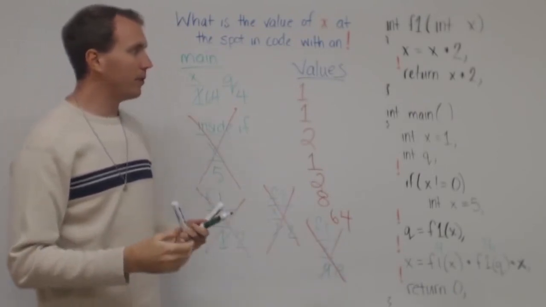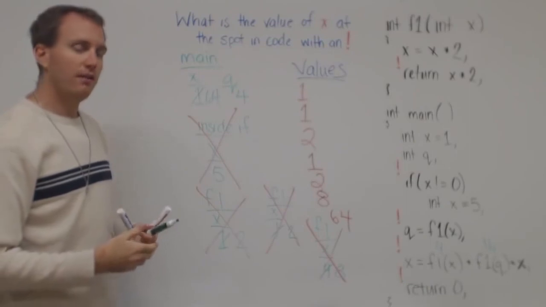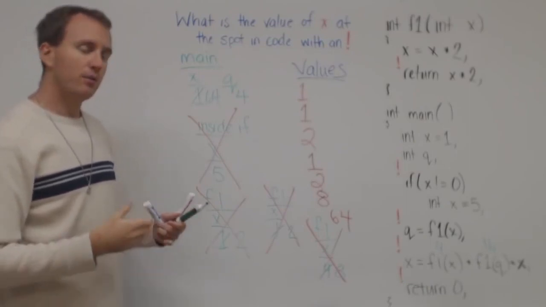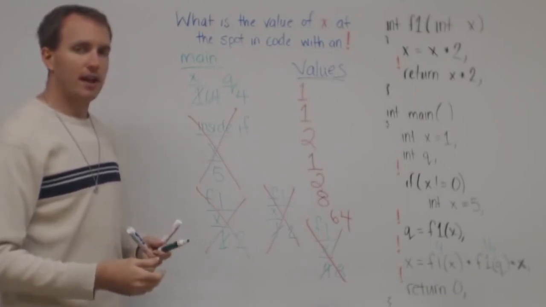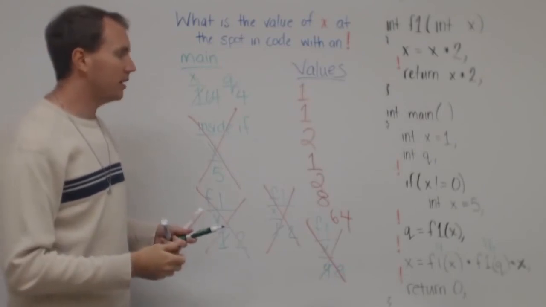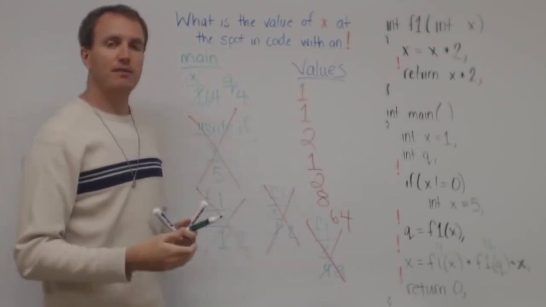So here we've gone through an example of how scope can affect which variables we look at and how we operate in a pass by value function.